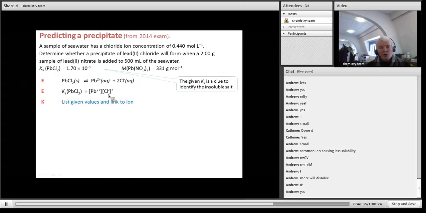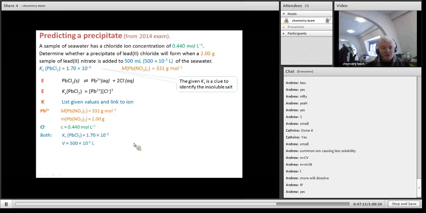And now you look at all your values, highlight them, circle them, do what you like, just to link what comes from the lead, what is for the chloride, and what's for both. So there it is, the chloride's in green, and what we know about the lead is in orange, and the blue, where I've done straight away my conversion of milliliters to liters, applies to both. So that's what I know about the lead, that's what I know about the chloride, so that's fine because I can substitute straight away, and that's what I know about both, and I've converted to liters.